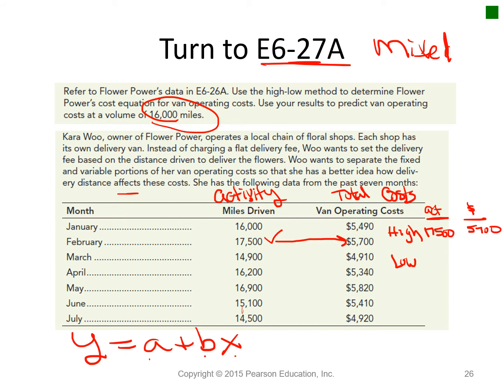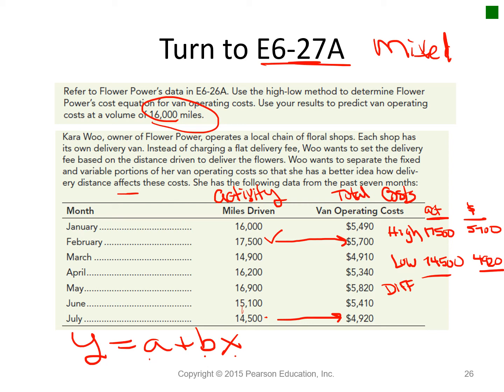The low point looks like it's right at 14,500, so I'd write that right there. The dollar amount that goes with that is 4,920. What I have my students do is, once they write it in this format, the next step is literally just to take the differences: the difference between the high and the low for activity, and the high and the low for the dollars. That's essentially what you're doing.